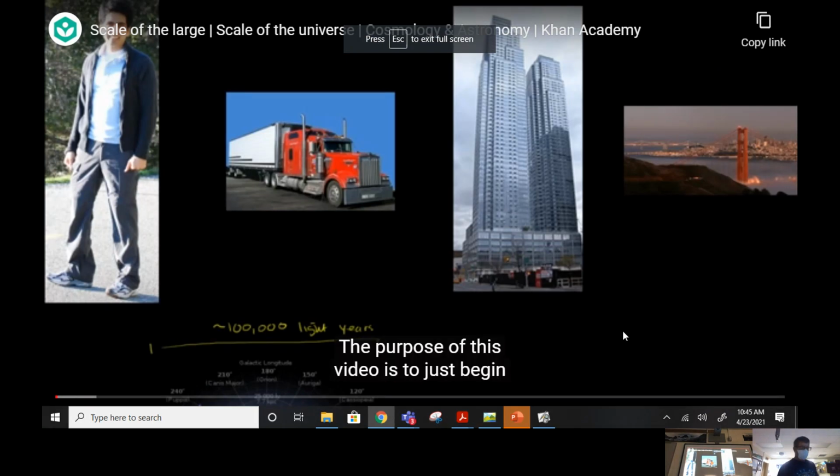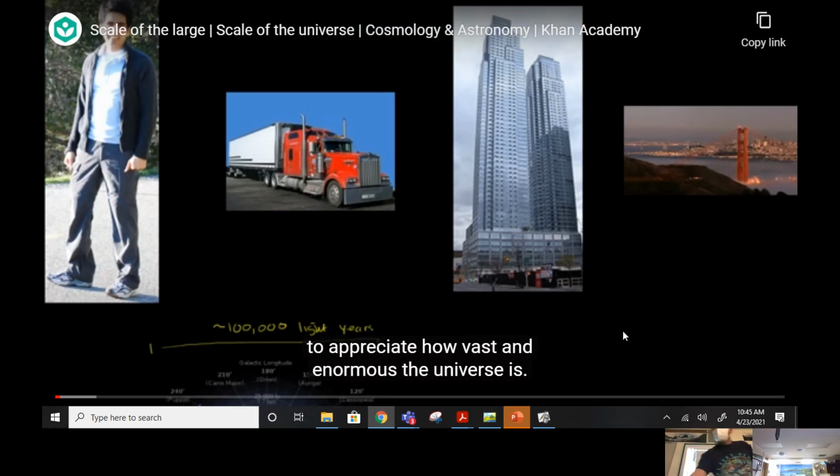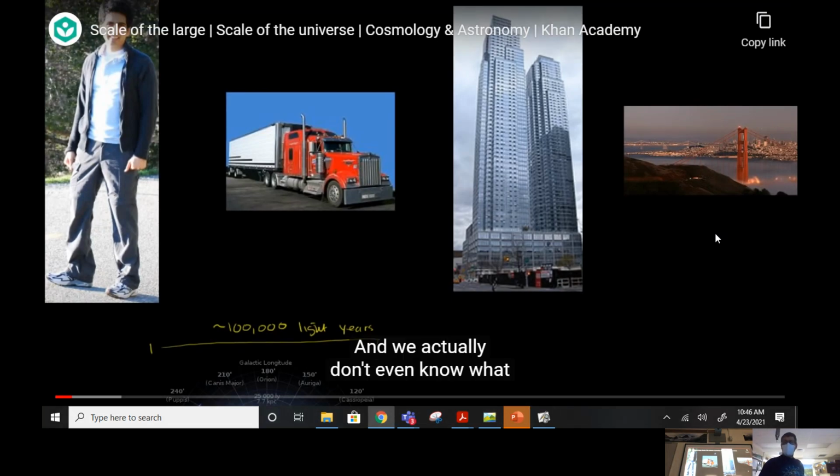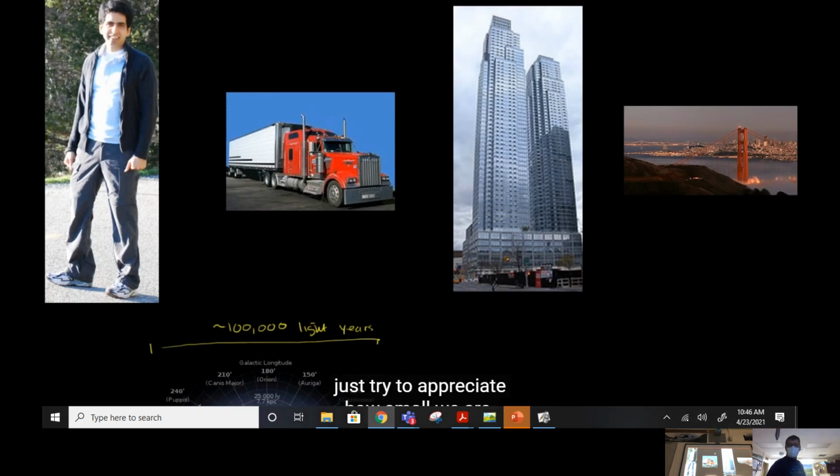The purpose of this video is to just begin to appreciate how vast and enormous the universe is. And frankly, our brains really can't grasp it. What we'll see in this video is that we can't even grasp things that are actually super small compared to the size of the universe. And we actually don't even know what the entire size of the universe is. But with that said, let's actually just try to appreciate how small we are. So this is me.